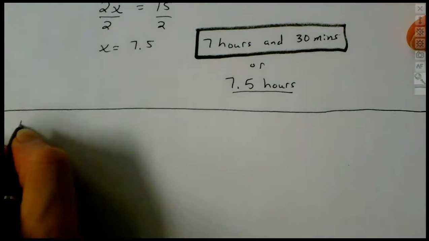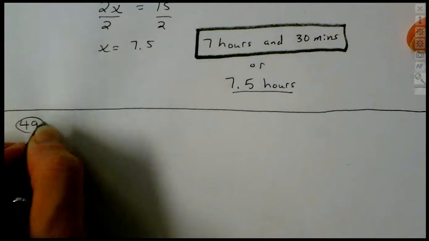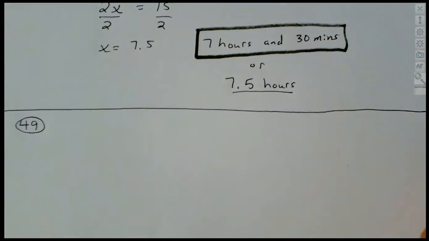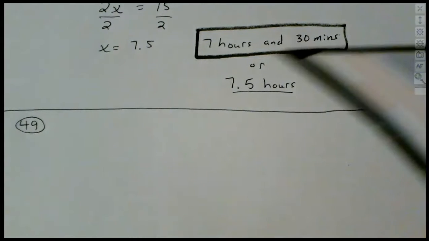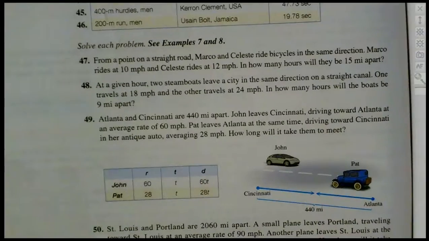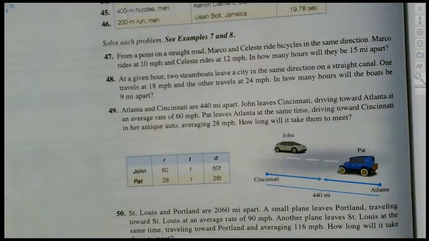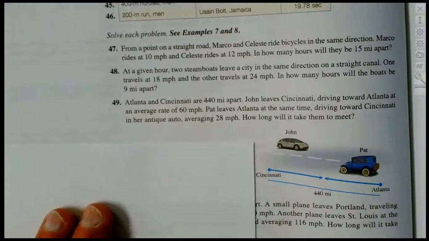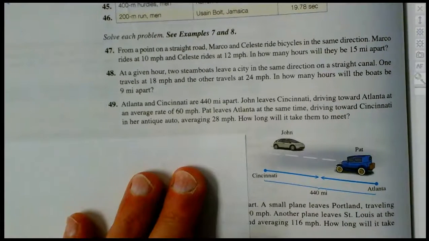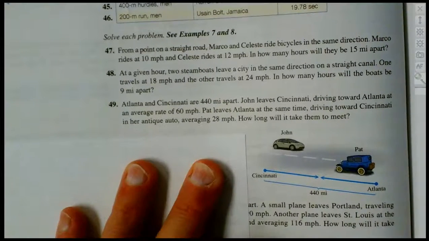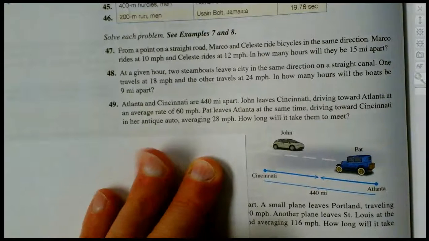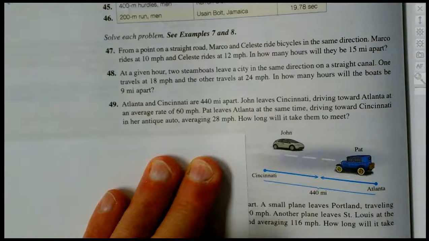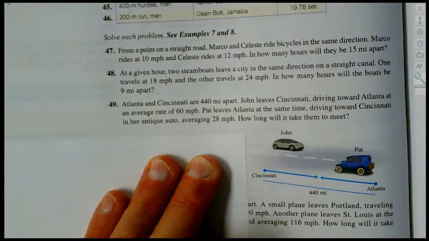Question 49. Question 49 has a table. We don't need the table. The table is just confusing. The textbook teaches with a table, but I found students get confused by the table. So don't even think about the table. We're going to draw our diagram. We're going to label it, and we're going to solve it.